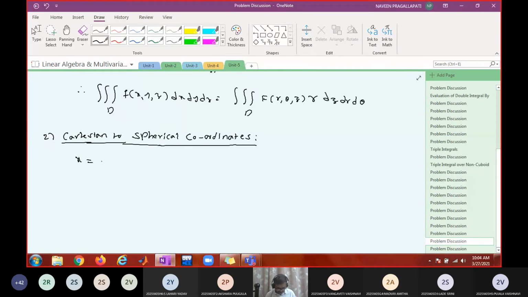I wrote over there, x equal to r sin theta cos phi, y equal to r sin theta sin phi, and z equal to r cos theta. Z equal to r cos theta.